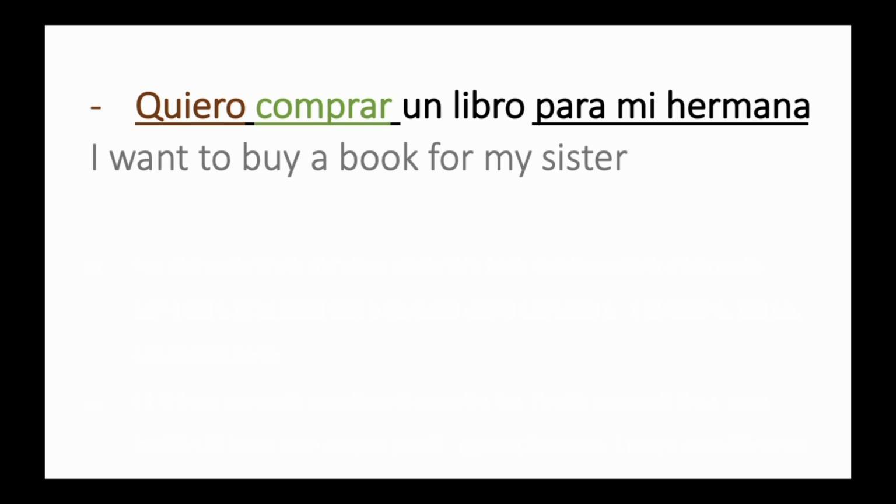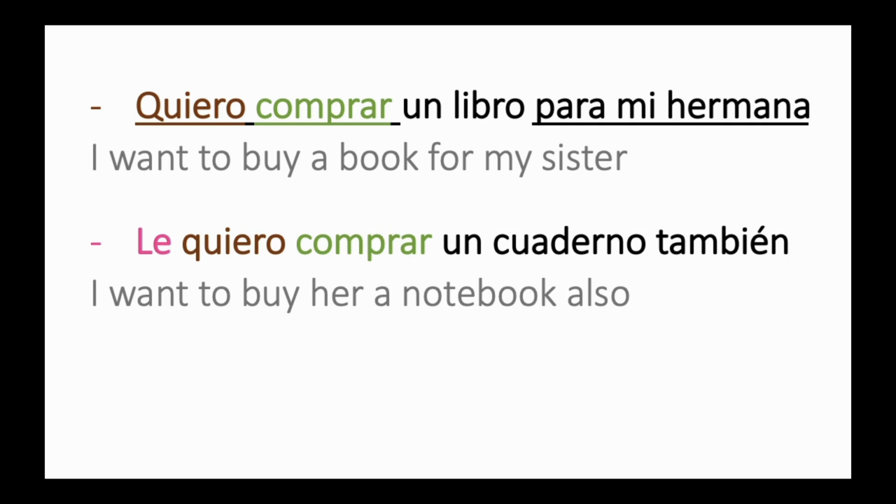If we were going to rewrite this sentence and we wanted to say, I want to buy her a book, what would that look like? According to our first rule, you should put it before the conjugated verb. That rule still applies. So this is what it would look like. Le quiero comprar un cuaderno también. I want to buy her a notebook too.